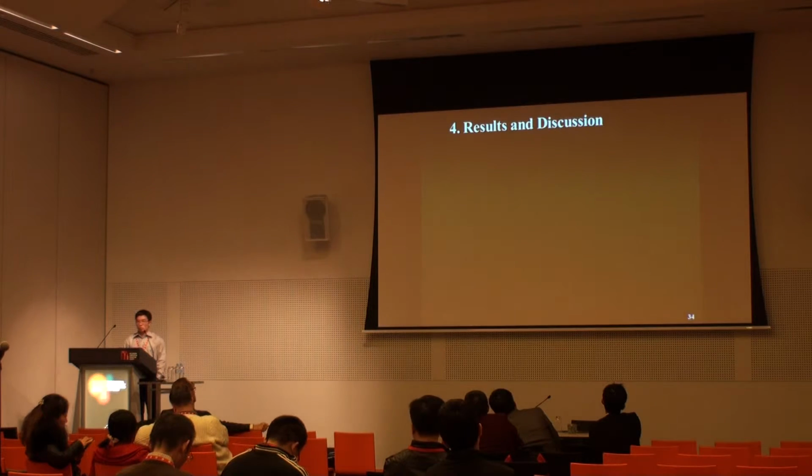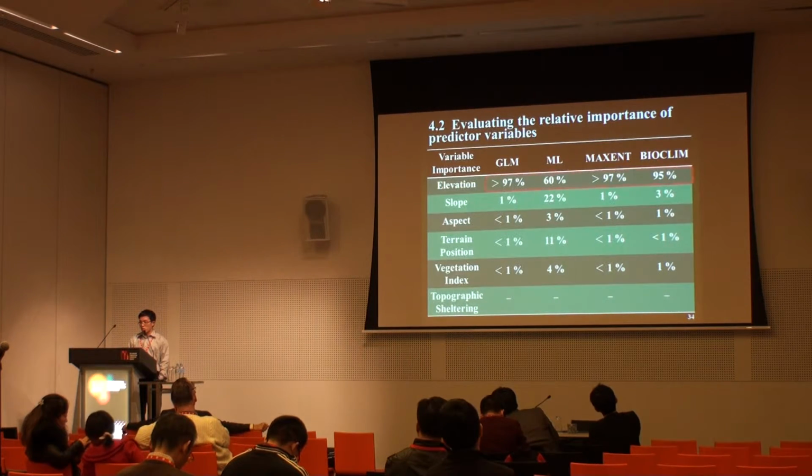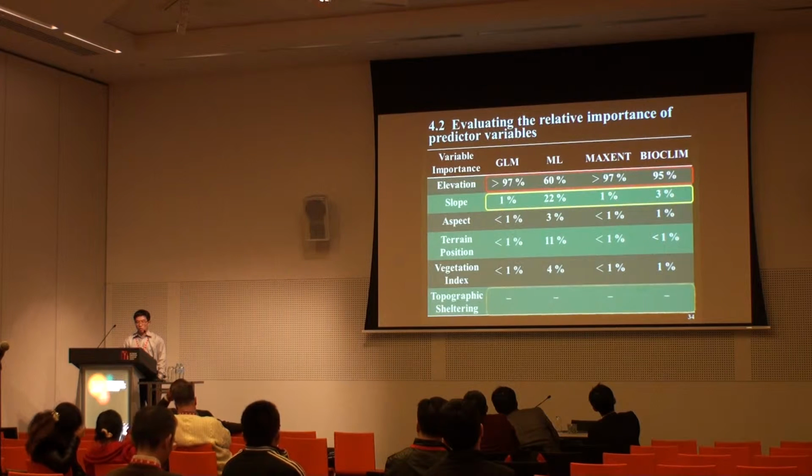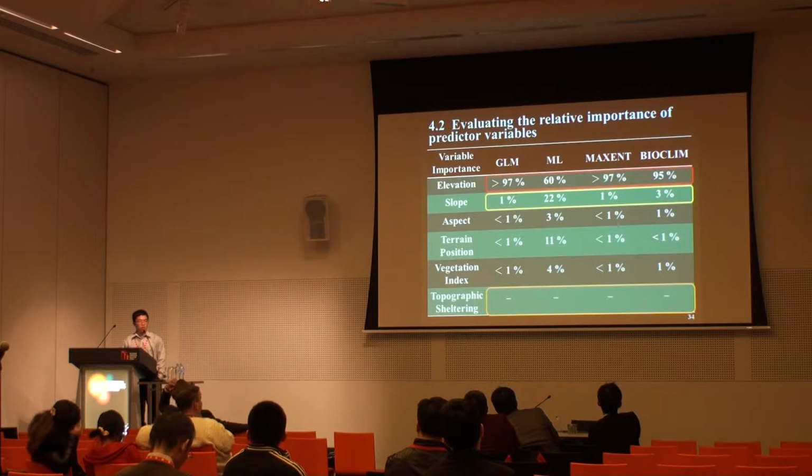And then I'm going to introduce our results and discussion. First of all, we can see in the 4 models our variables, we can find that elevation and slope were the most important. And the topographic sheltering is under development, so there's no value for this variable. So we use elevation and slope for the following analysis.